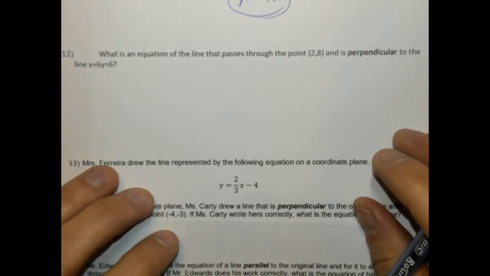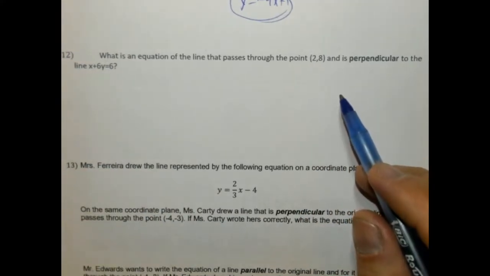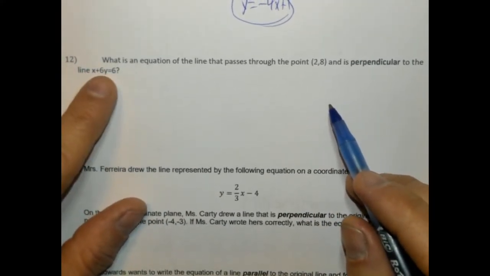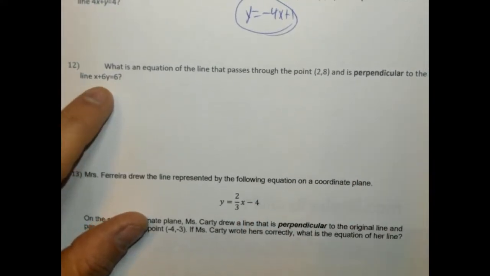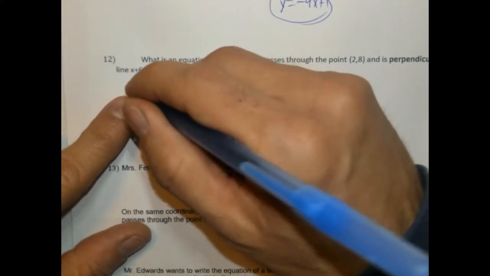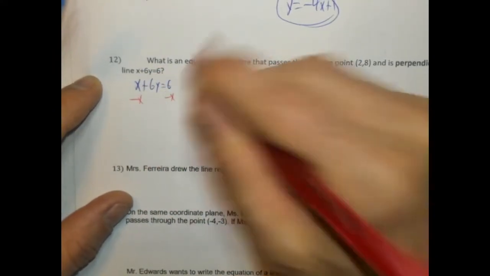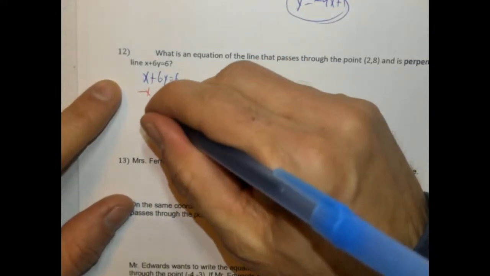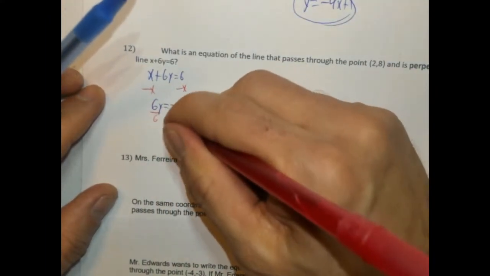Okay, what is the equation of the line that passes through this point? So this is very similar. It's almost identical. The only difference is we're going to get y by itself here, and then take the slope and flip it and change its sign because it's perpendicular. So let's do that. So x plus 6y equals 6. We're going to subtract x from both sides. So we have 6y equals negative x plus 6. And then divide everything by 6.